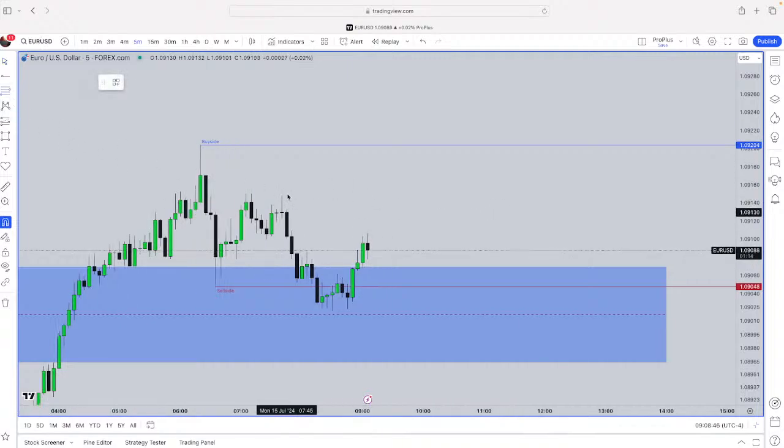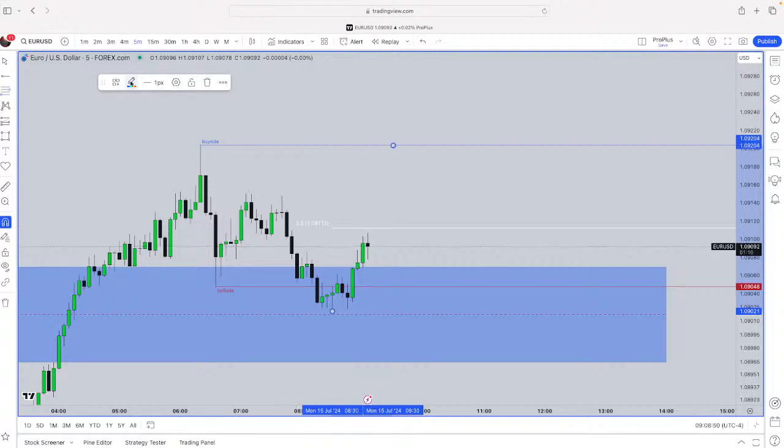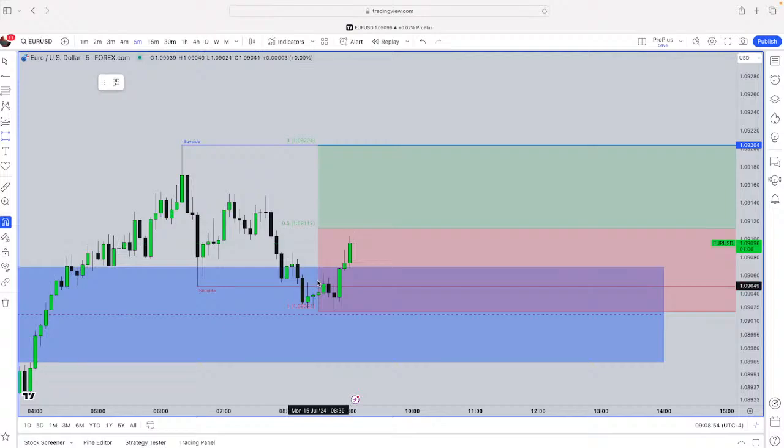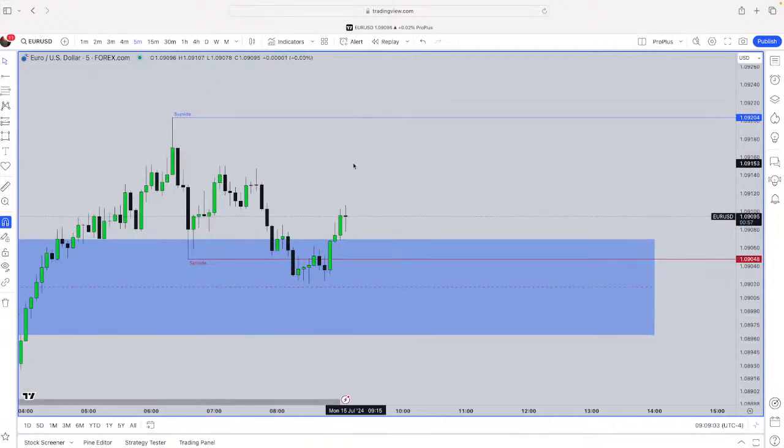So if we wanted to run for this high here, then you draw from the low to the high. Premium discount. This is a bullish order block here. So let's see if price wants to get back into this.